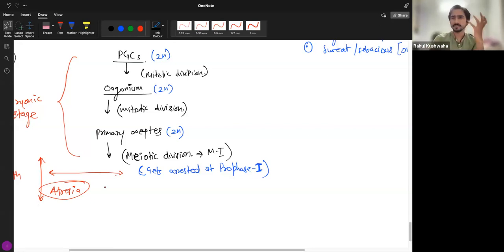Now you will think this doesn't make sense. Why did you make all these oocytes when you just have to kill them? Because the female system made way too much than required. At the time of birth, write down, each ovary contains around 60,000 to 80,000 primary oocytes arrested at prophase 1. The NCERT says that, but slightly, 60,000 to 80,000 is the number.